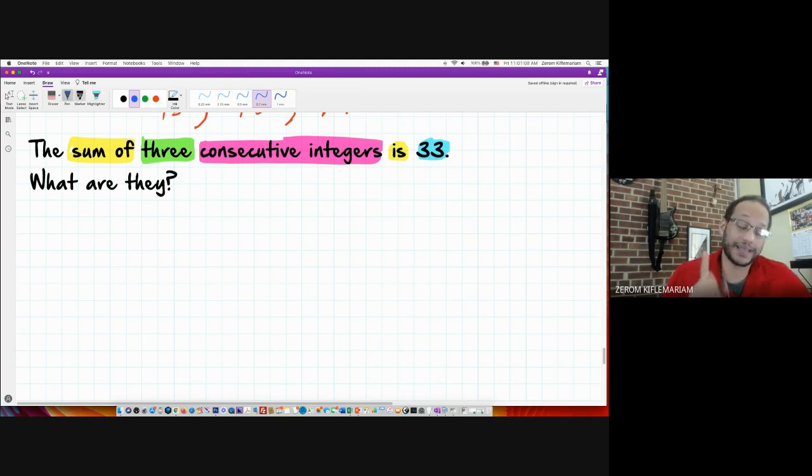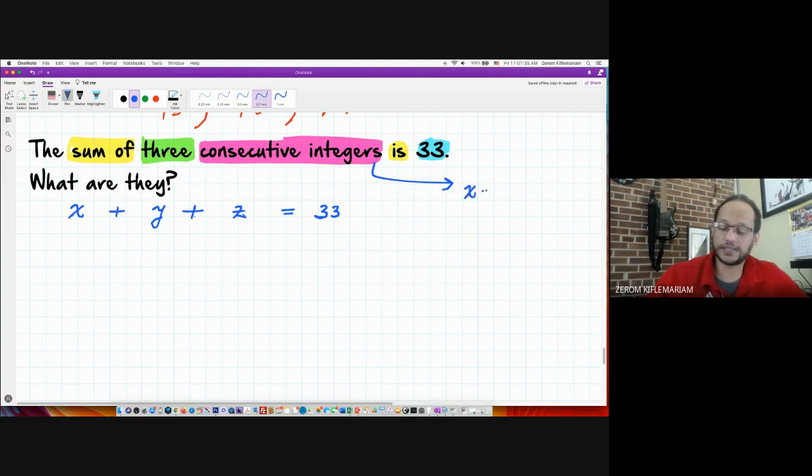If I go back and set up this question, I don't know those three numbers. So I'm going to call the first one X, plus the next one, which I don't know, I'm going to call it Y, plus Z. Altogether, X plus Y plus Z is going to be 33. We don't know the numbers yet. Based on this information, they are consecutive, meaning they are back to back. If X is, let's say, 5, Y will be what?